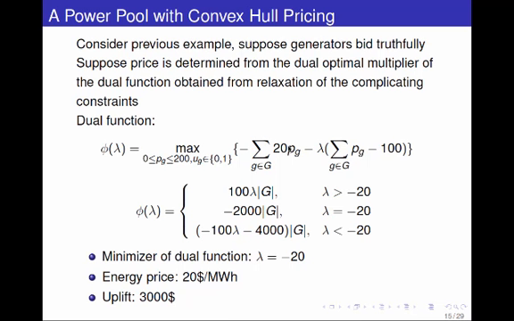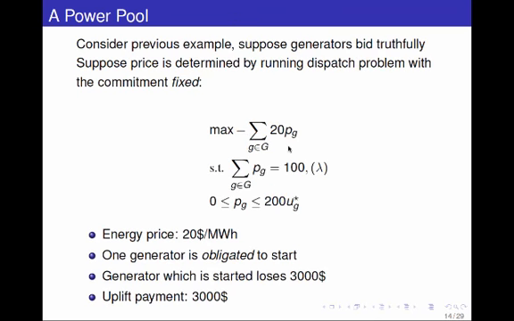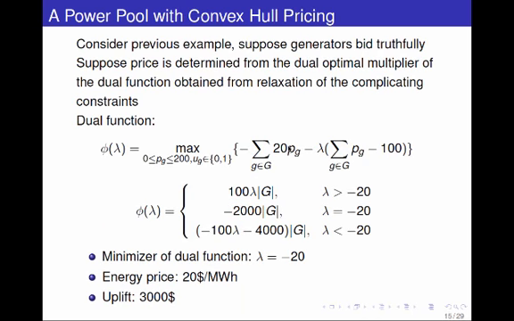Now, if you draw this dual function, you will notice that when lambda is minus 20, it's something over here, minus 2000G, and it goes like this. So Hogan says we choose the minimizer of the dual function, well, minus the minimizer of the dual function, as the market clearing price, $20 per megawatt hour. For this really simple example, it happens to be identical to what you get here. In general, it's different, and in fact, it's such that after you calculate the uplift payments, they are as small as possible.